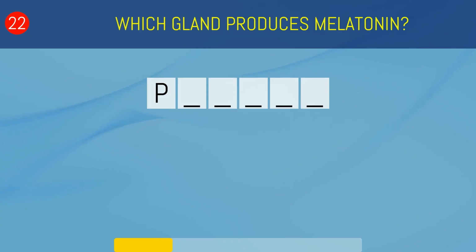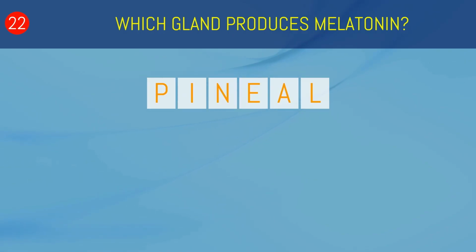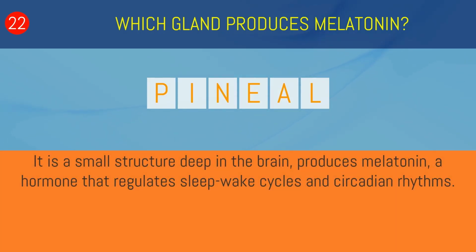Which gland produces melatonin? Pineal. It is a small structure deep in the brain, produces melatonin, a hormone that regulates sleep-wake cycles and circadian rhythms.